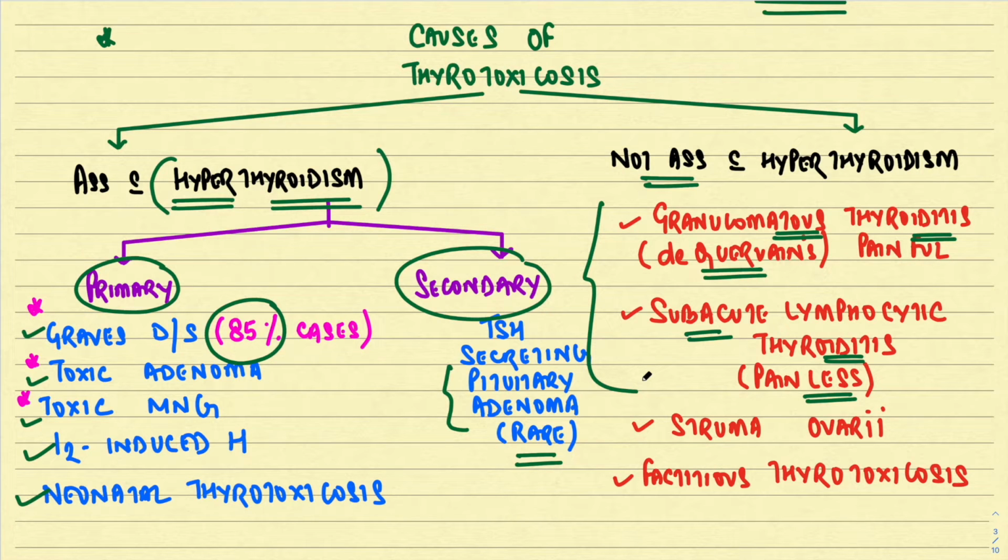There is another kind of thyroiditis which we are going to see in hypothyroidism, that is Hashimoto's thyroiditis. Now, other causes include struma ovarii, which you will recall is nothing but a monodermal teratoma entirely comprised of thyroid tissue, which is secreting T3, T4, and then we have factitious thyrotoxicosis as well. So these are all the causes of thyrotoxicosis. Factitious means an exogenous intake of thyroid hormones.